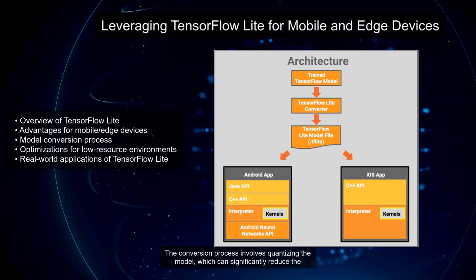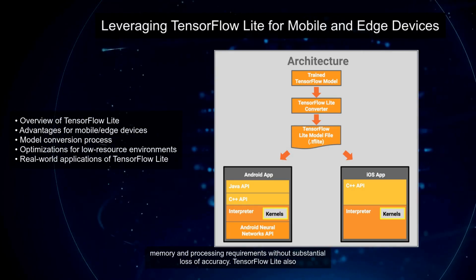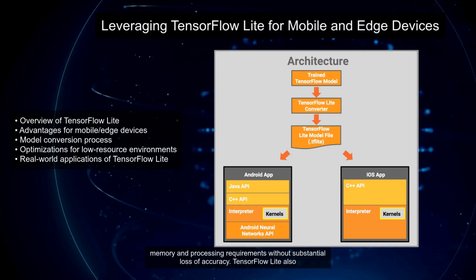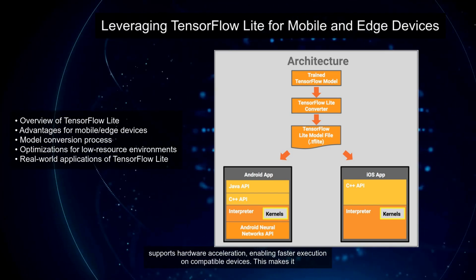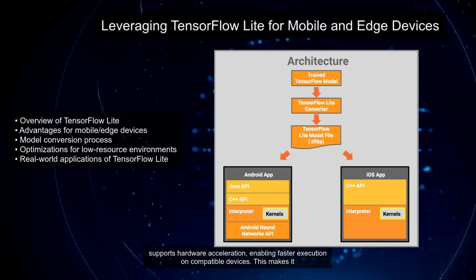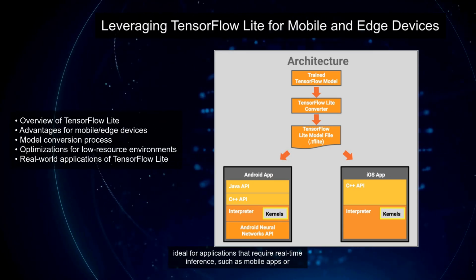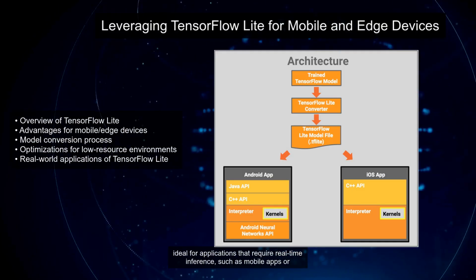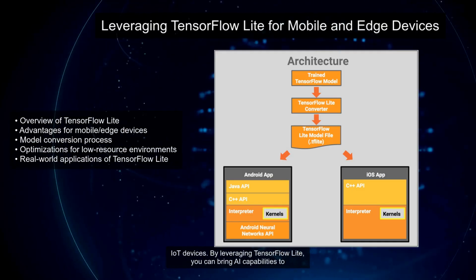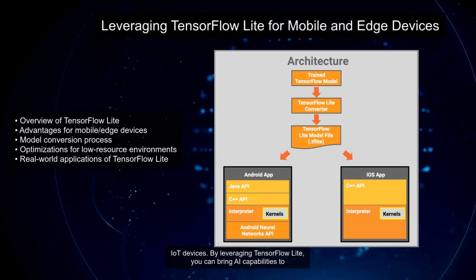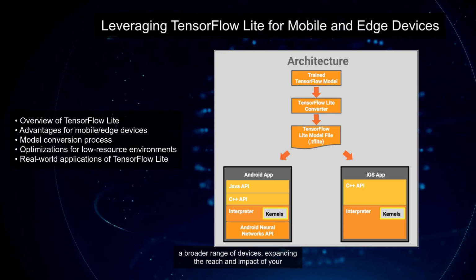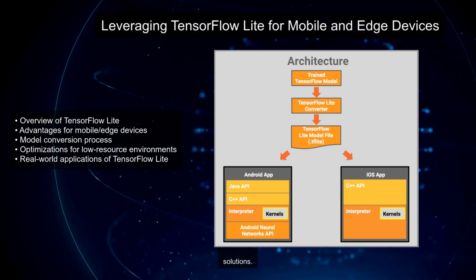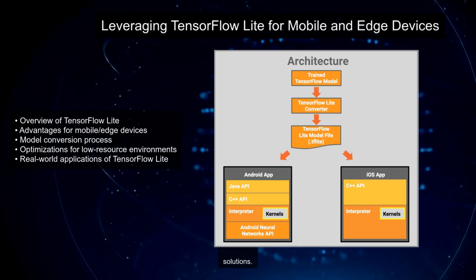The conversion process involves quantizing the model, which can significantly reduce the memory and processing requirements without substantial loss of accuracy. TensorFlow Lite also supports hardware acceleration, enabling faster execution on compatible devices. This makes it ideal for applications that require real-time inference, such as mobile apps or IoT devices. By leveraging TensorFlow Lite, you can bring AI capabilities to a broader range of devices, expanding the reach and impact of your solutions.